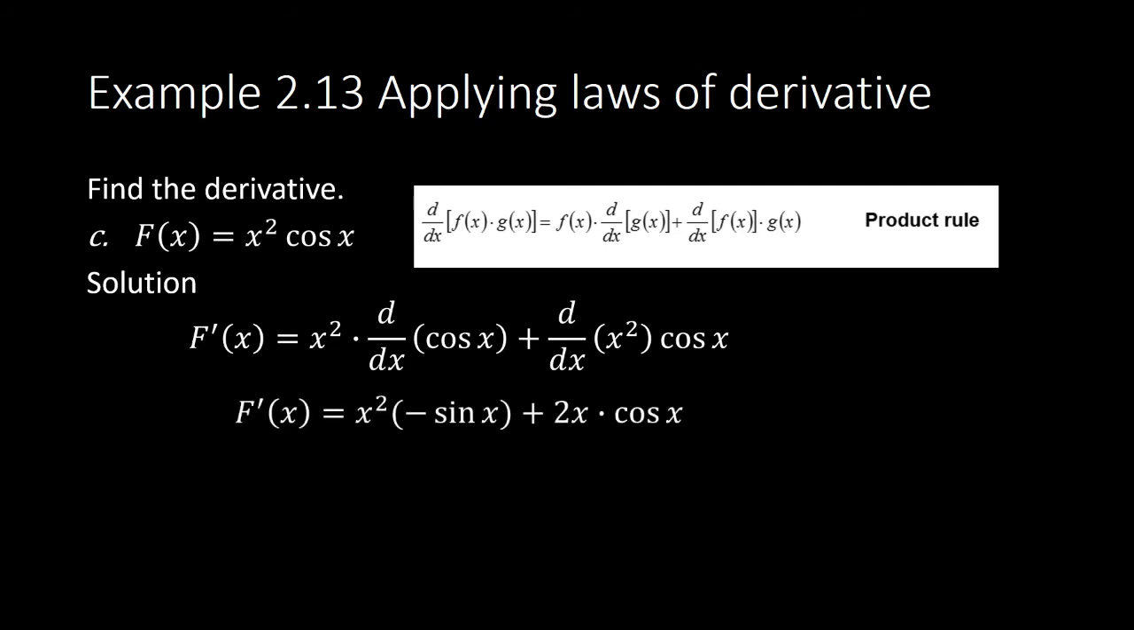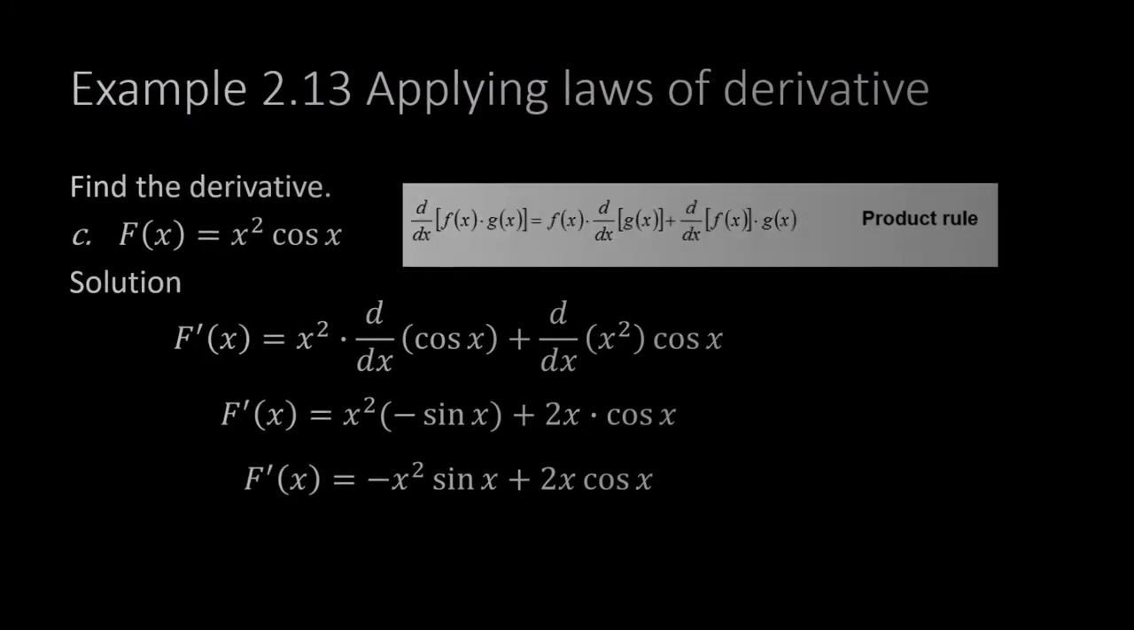f prime of x is equal to x squared times, from the previous slide, we learned that the derivative of cosine of x is negative sine of x, plus d over dx of x squared, which is 2 times x, times cosine of x. Simplifying, f prime of x is equal to negative x squared times sine of x plus 2 times x times cosine of x.